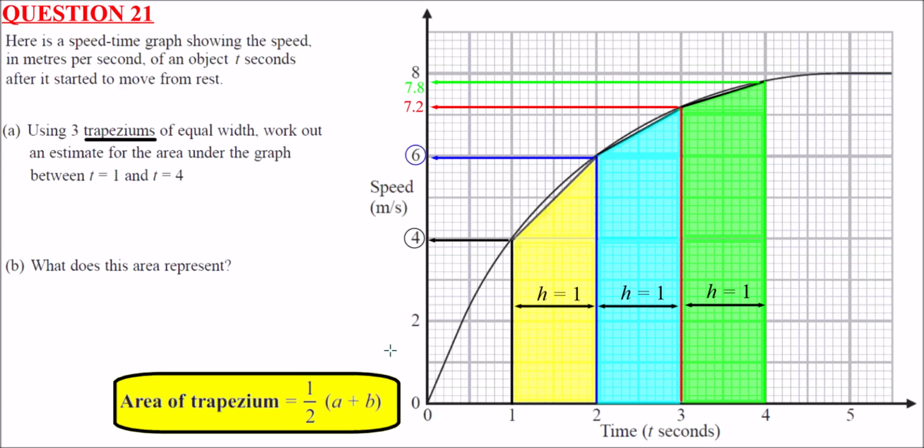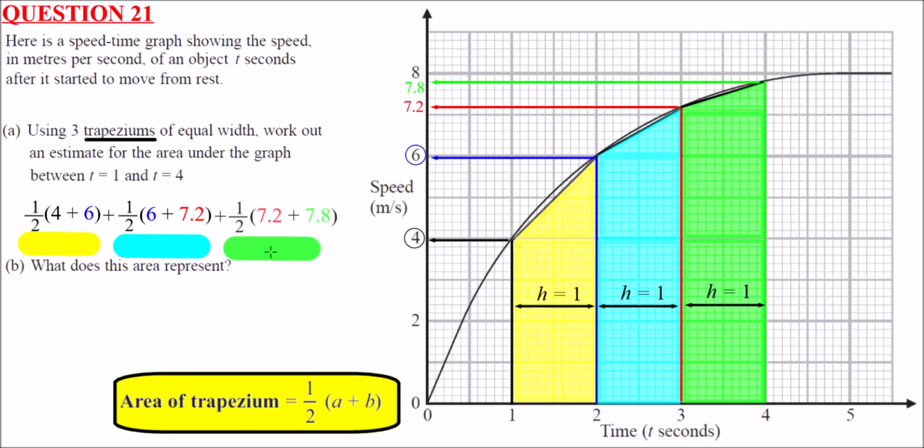So now, thinking about these areas, the first one is going to be half 4 plus 6, because that parallel side is 4 and that one's 6. The next one is going to be half, then in brackets, 6 plus 7.2. And the final one, again, plus half. The A for the final one is 7.2, B for the final one is 7.8. So then plus half, then brackets, 7.2 plus 7.8.